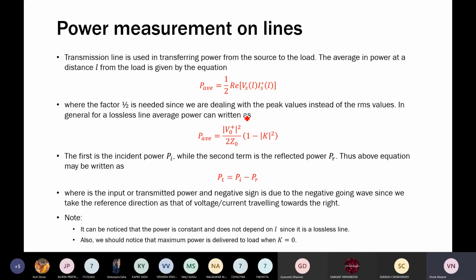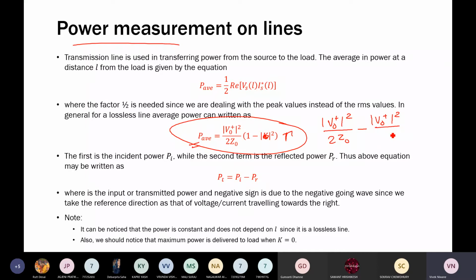This average power topic is for solving numericals, and it has never been asked in the theory examination. Do you remember that average power on the transmission line can be calculated by this expression, where instead of K we will write capital gamma. In this formula we have the magnitude of V0 plus, squared, over twice Z0, and once again the magnitude of V0 plus squared, over twice Z0, into gamma.